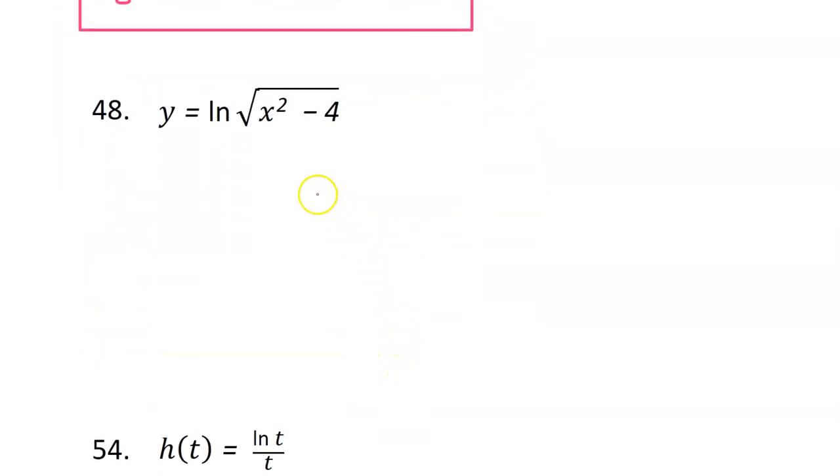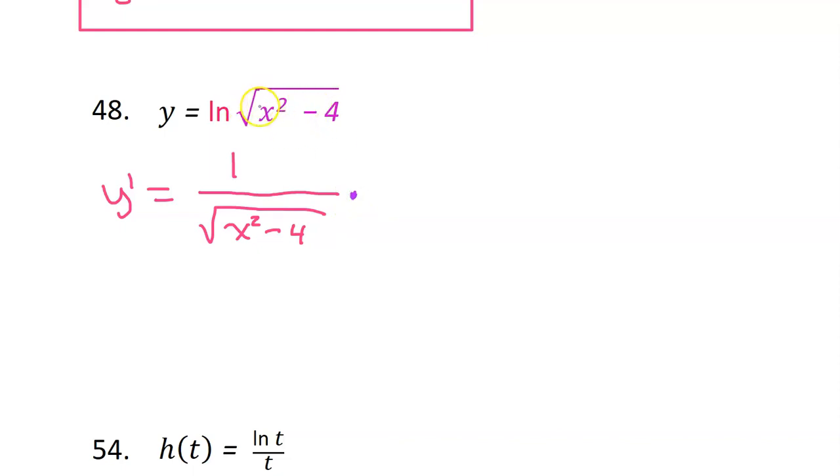Let's move on to number 48. Wow, I think we have a double chain rule here. Let's take this derivative in stages. So y prime equals, first we take the derivative of the outer function. So the derivative of natural log is 1 over x. So I will put 1 over the square root of x squared minus 4. But then I need to multiply by the derivative of the inner function.